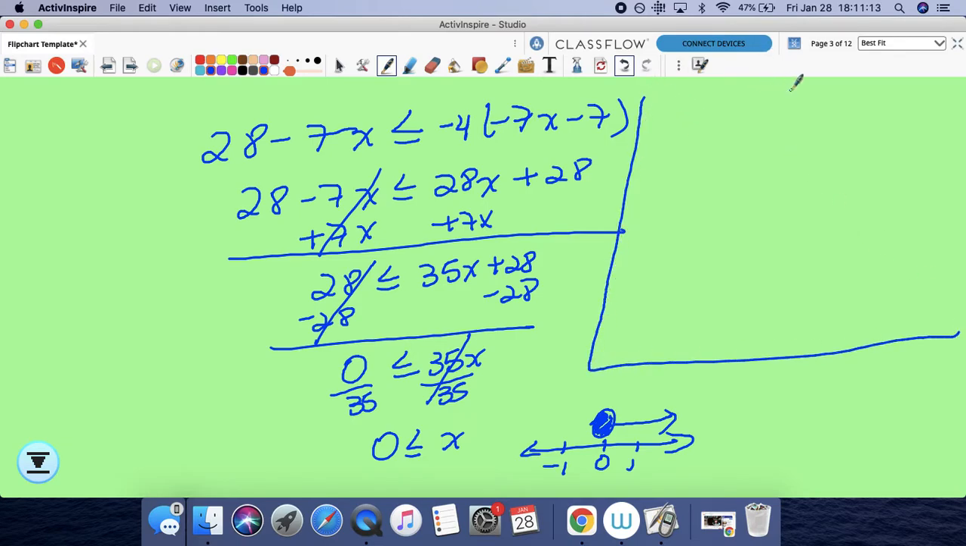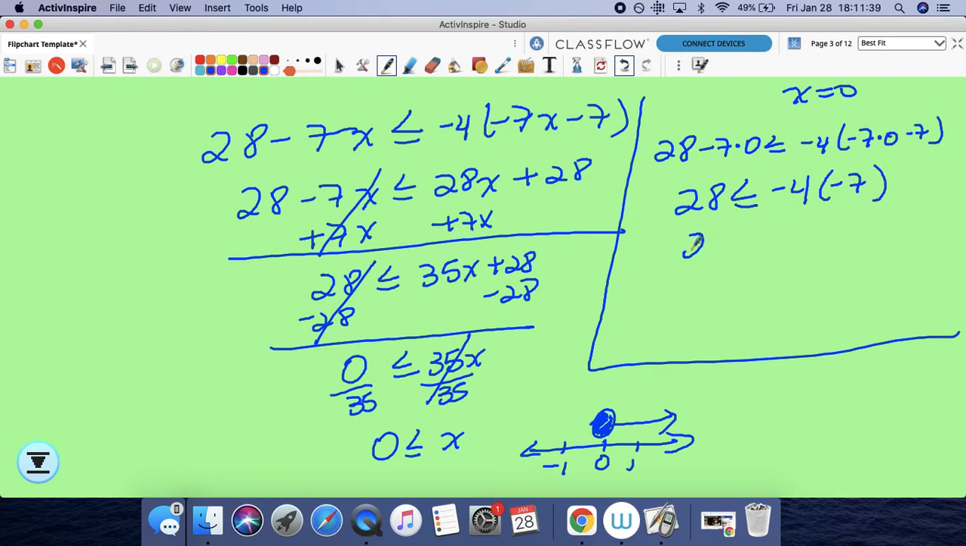So for the check, I'm going to say let x equal 0. So I'm going to go 28 minus 7 times 0 less or equal to -4 minus 7 times 0 minus 7. Well, 7 times 0 is 0, so that's just 28 on the left side. Less or equal to, and over here, let me put the -4. -7 times 0 is 0. 0 minus 7 is -7. And 28 less or equal to 28. And again, that works out.